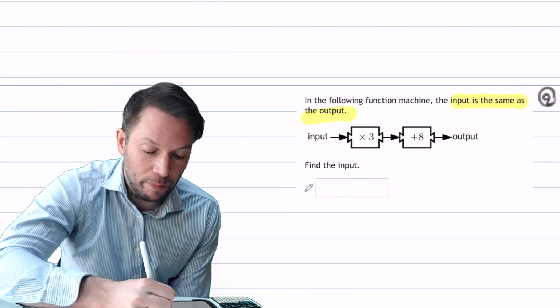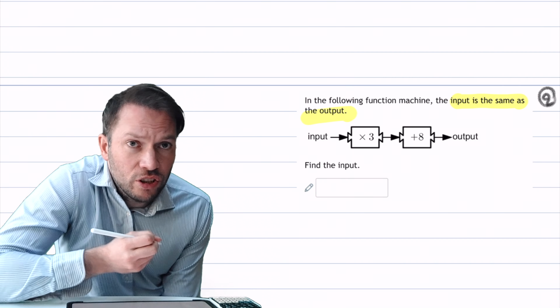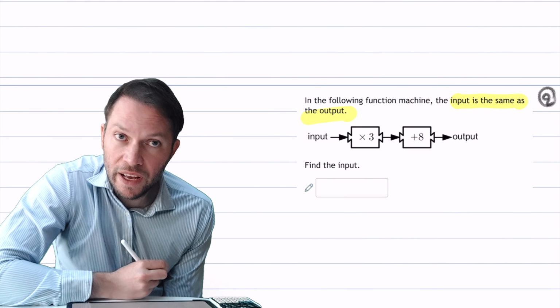So we've got to find some number. When we times it by 3 and we add 8, we get the same number. Now, we could do this with trial and error, but let's do it with algebra.